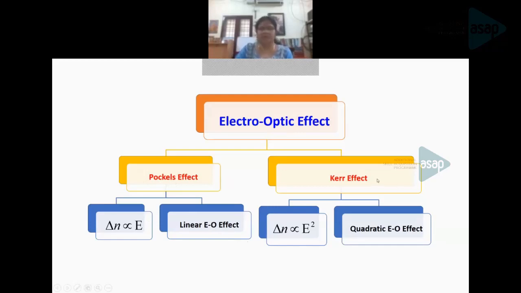In the case of Kerr effect, this change in refractive index is proportional to the square of the applied electric field. So this effect is also known as quadratic electro-optic effect. We are concentrating here on the Pockels effect, not more on the Kerr effect.